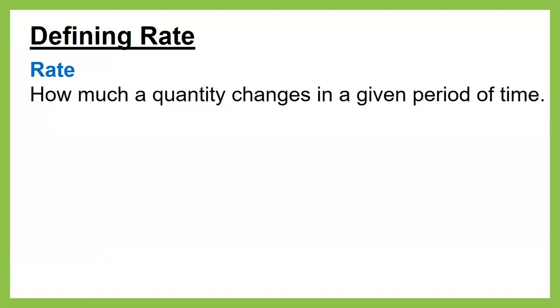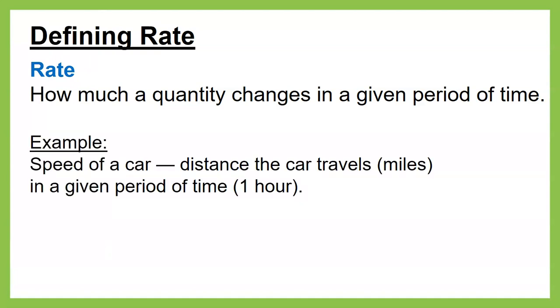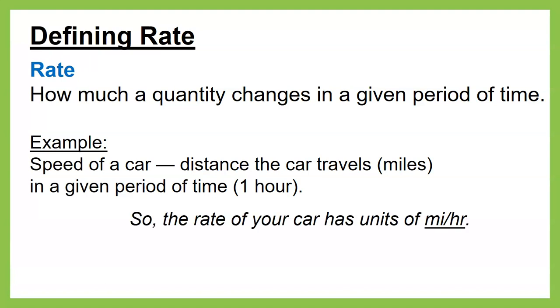So we define rate as the quantity of something changing over a given period of time. And this is something we see every single day. For example, when you drive in a car, the speed of the car is a rate, the distance it has traveled over a given period of time. So when you're driving in your car, the speed, the rate of our car is typically measured in miles per hour.